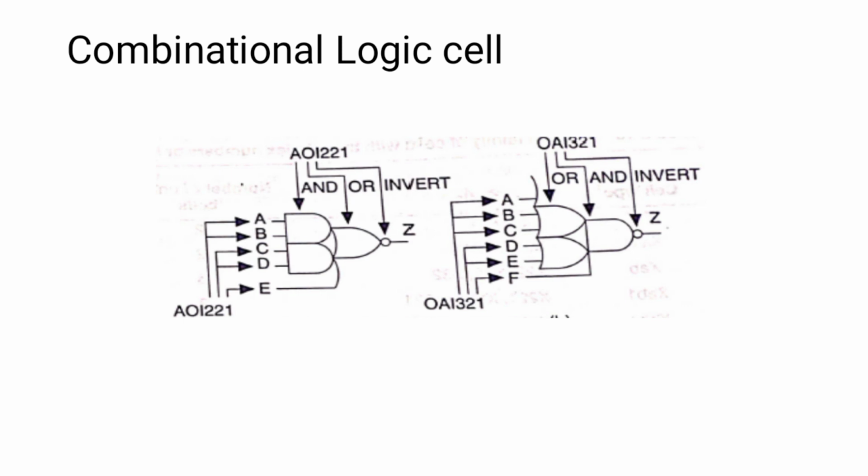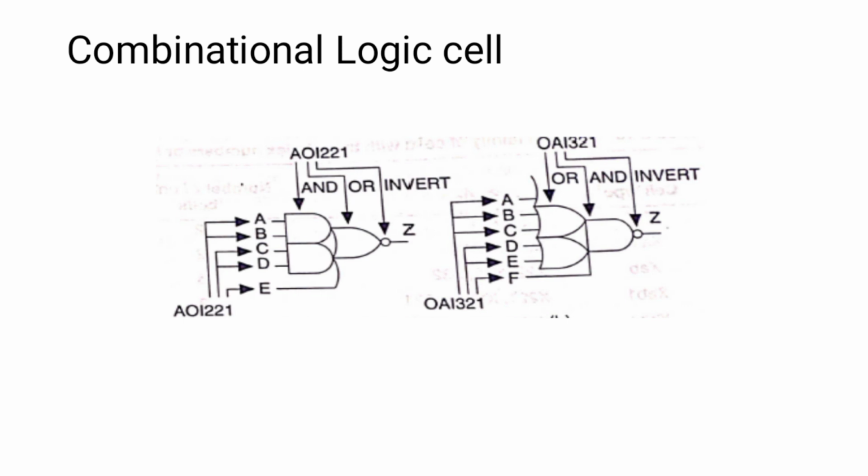Whereas in OAI, the first gate has 3 inputs, so 3, and the second gate has 2 inputs, D and E, and the final is 1. Here OR-AND-inversion happens. Okay, so this is a simple combinational logic cell.